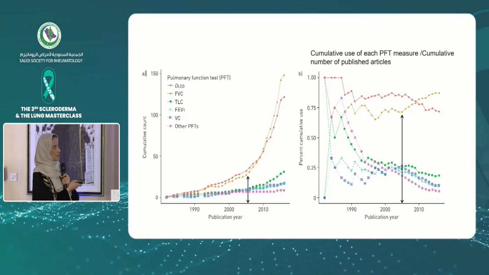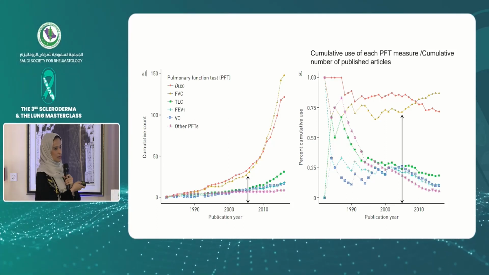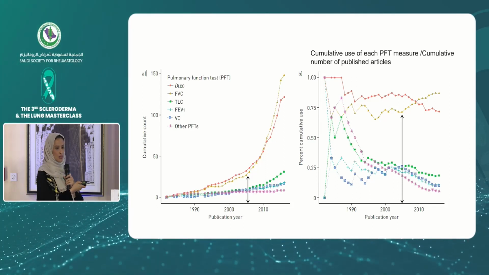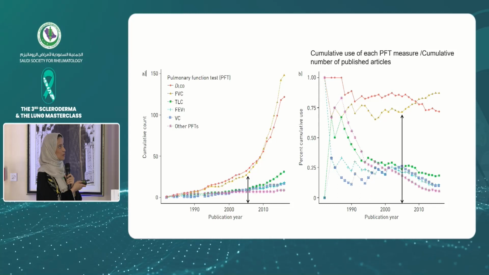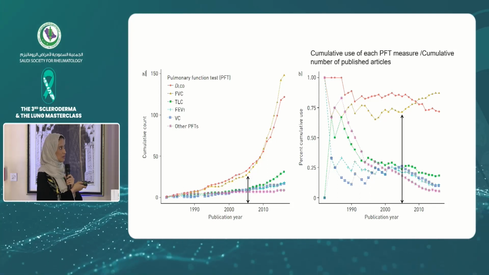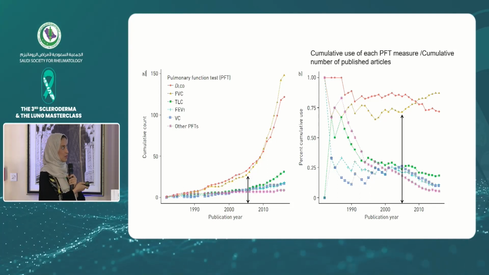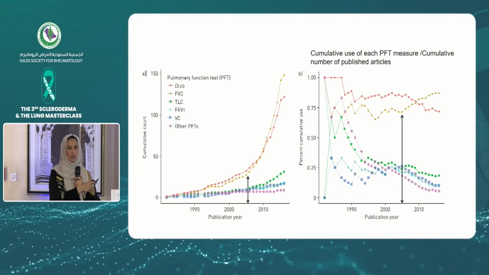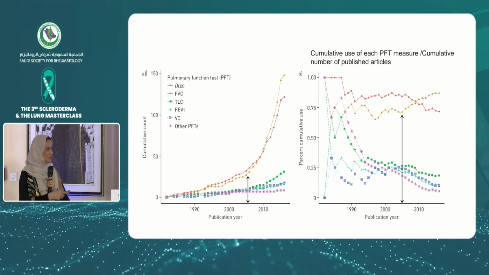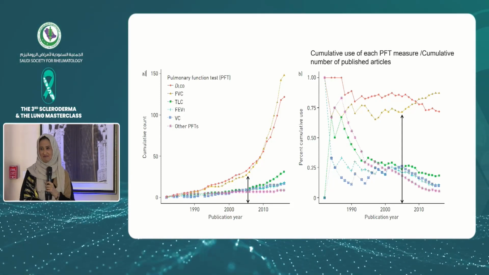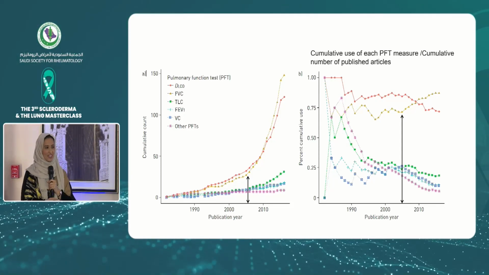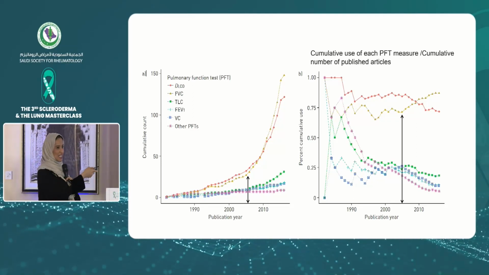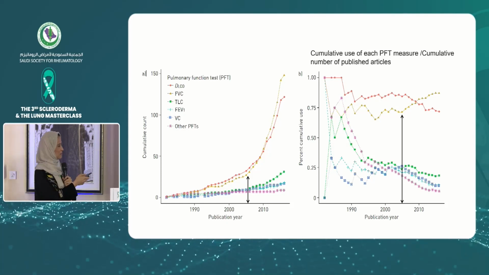And if you look at the percentage cumulative, which is calculated according to the cumulative use of each PFT measure divided by the cumulative number of published articles, again it gives you the same increase in FVC with the peak in the mid-2000s. So what do you think has happened there? The SLS trial, right? 2006, the first SLS trial.